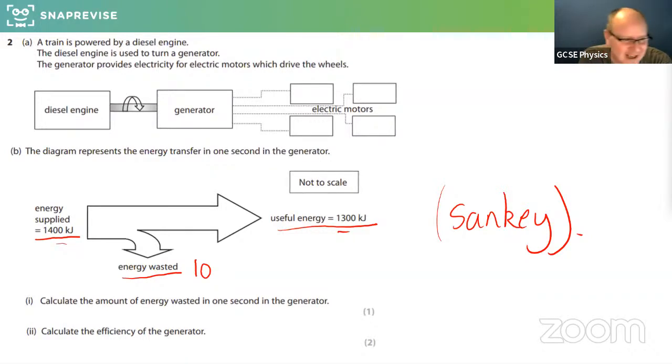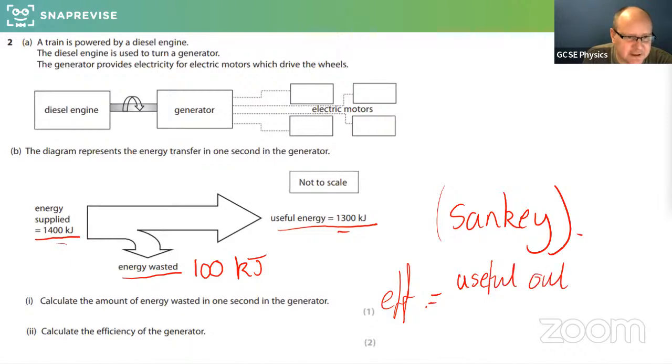And Tanya's gone ahead and done the calculation. Brilliant. We'll go through that in a second. So we've got 100 kilojoules there, haven't we, which is the wasted energy. And then the calculation is for the efficiency. So the efficiency is going to be equal to the useful output energy, which is what the electric motors are putting out, divided by the total in.